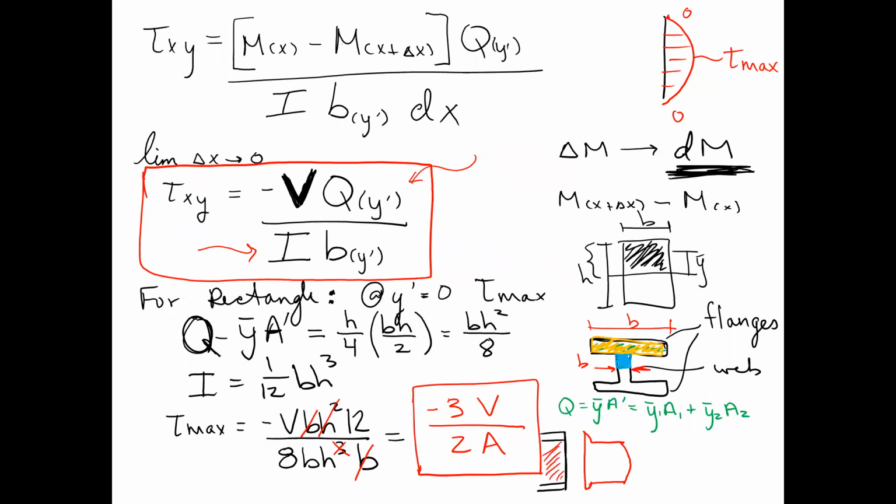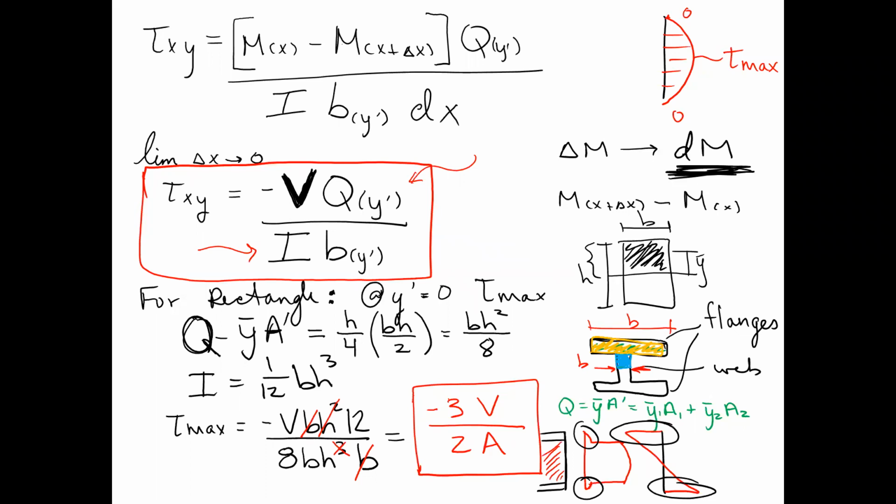Would you agree there's very little shear stress in those flanges? Yeah. And then, not necessarily relevant for today's lecture, most of the bending stress is happening in those flanges. So your bending stress looks like that. So now those flanges are carrying a lot of bending stress.